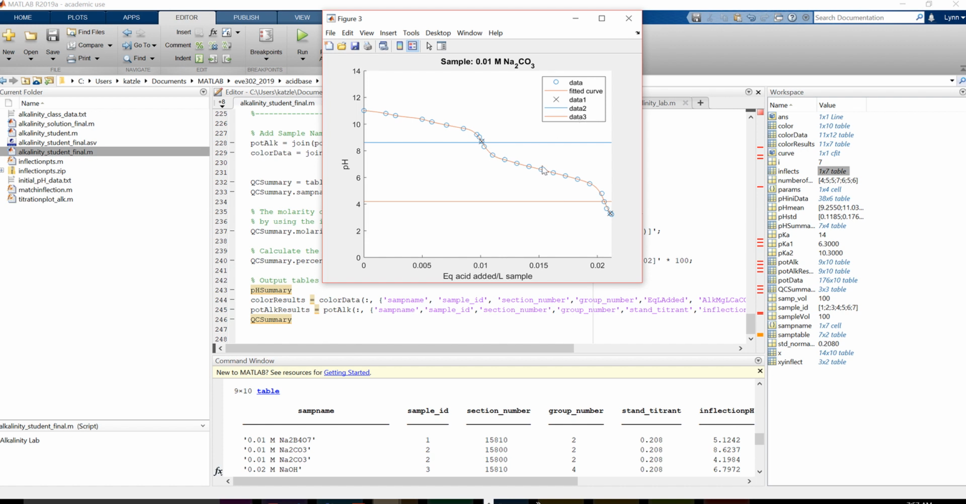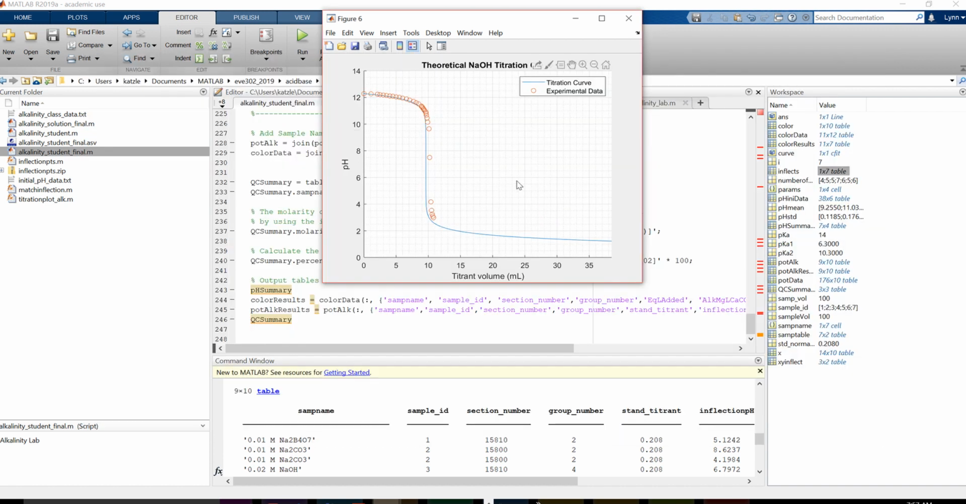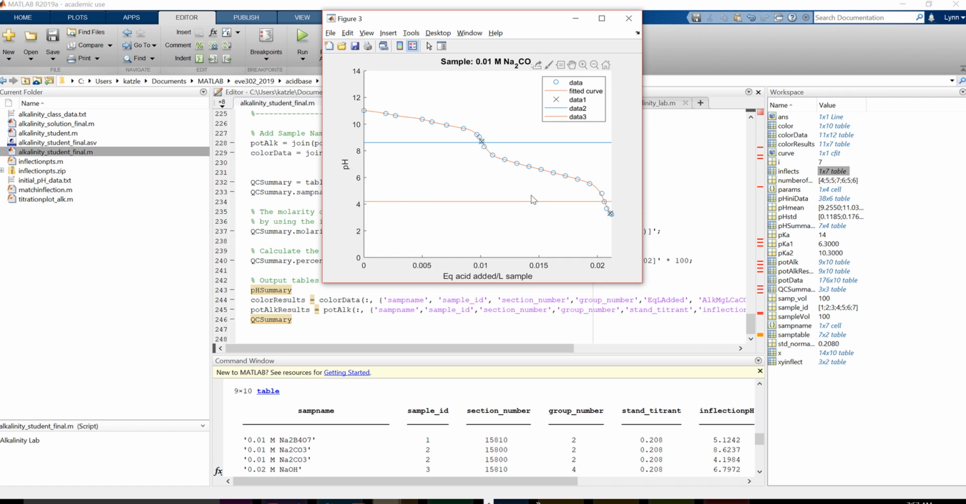And again, you get that data, and then the other type of plot that you're going to see is a plot that compares the theoretical titration curve in the line and your data. You can see it matches up pretty well. So that's the data that we get.